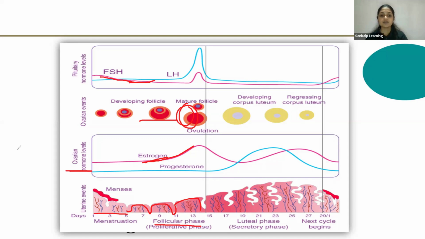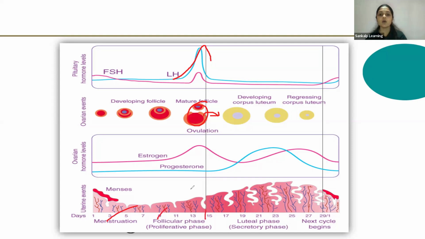Then the luteal phase. At the mid cycle, on the 14th day, the secretion of LH is maximum, and that is called the LH surge, and that induces the rupture of the mature Graafian follicle. So the increase in the level of the luteinizing hormone induces the rupture of the Graafian follicle, and the release of the ovum takes place at the mid cycle. That is called the ovulatory phase. Menstrual phase, follicular phase, and at the mid cycle, ovulatory phase.